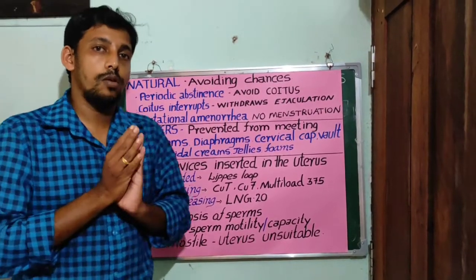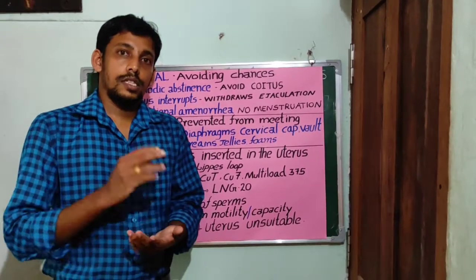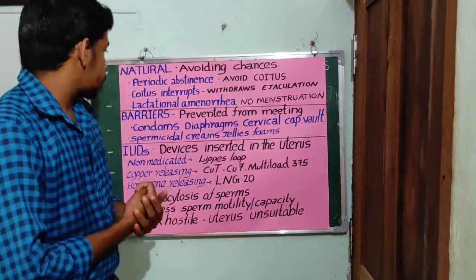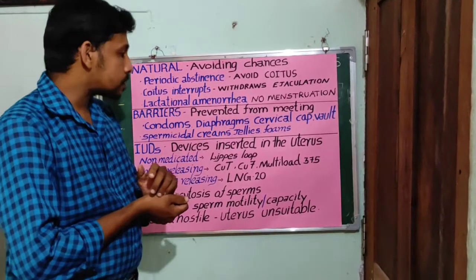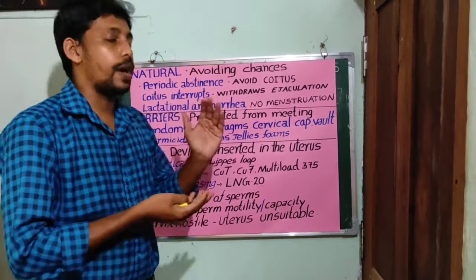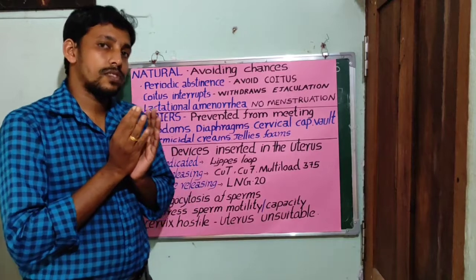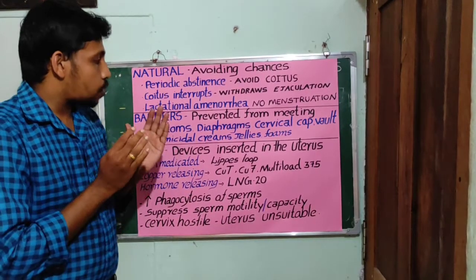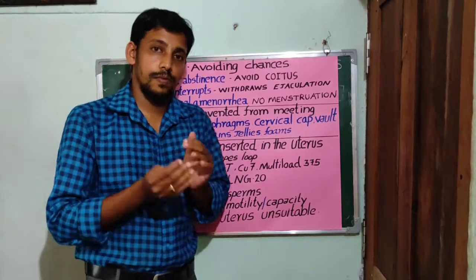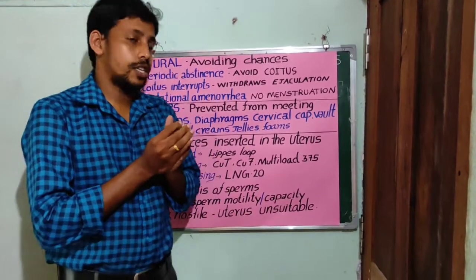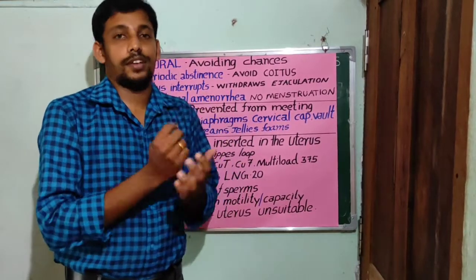Okay, so now we are going to the next method. The next method is by using barriers. These are some physical barriers, and it works on the principle that the sperm and ova are prevented from meeting physically by using some barriers.